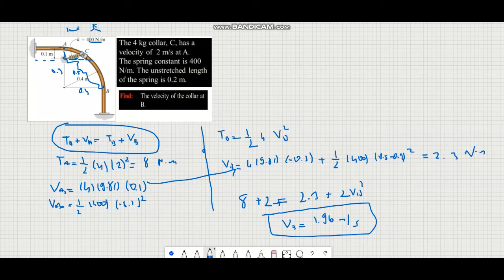And then we just put this right hand side for the B. Let's say we decrease the potential energy, but we increase the elastic potential energy. Then as you see, the velocity decreased from 2 meters per second to 1.96 because all this energy goes to the spring potential.